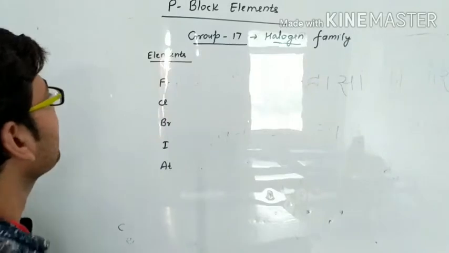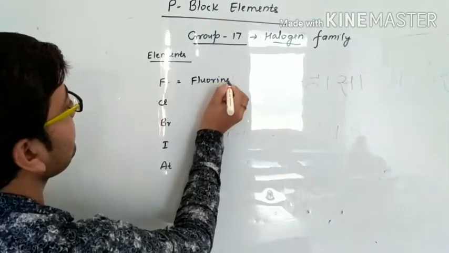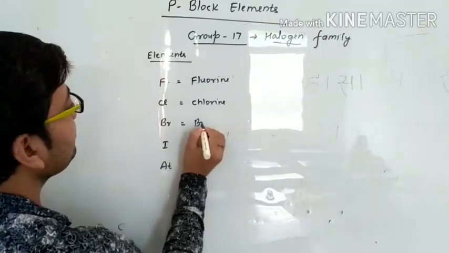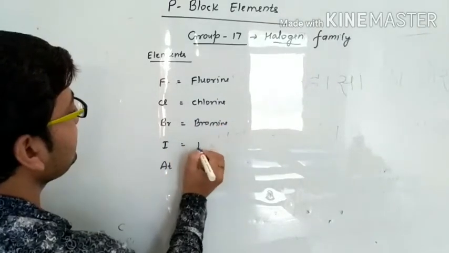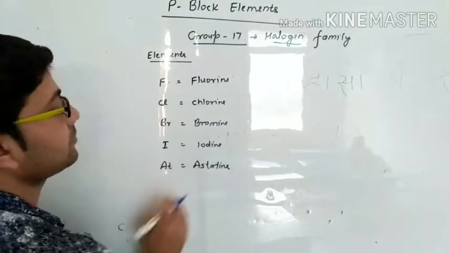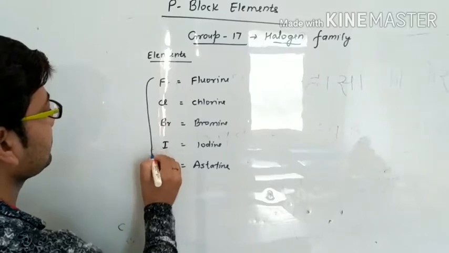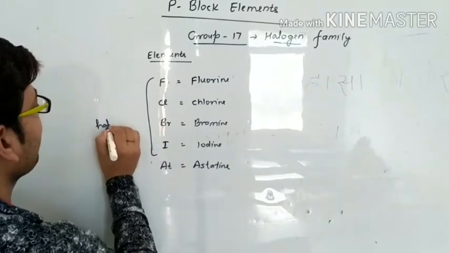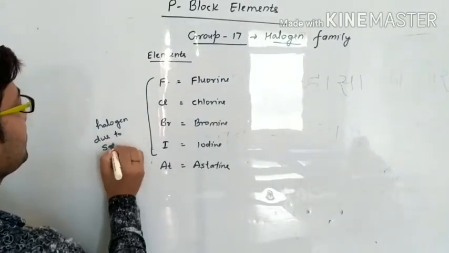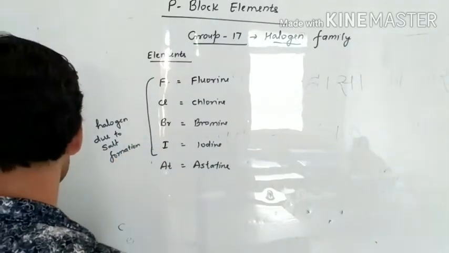Halogen. And the names of these elements are fluorine, chlorine, bromine, iodine and astatine. They are called halogens because they are due to salt formation.